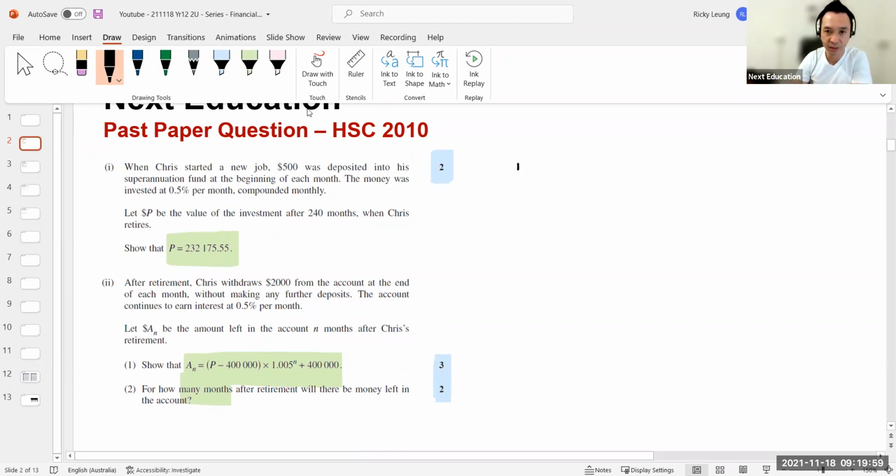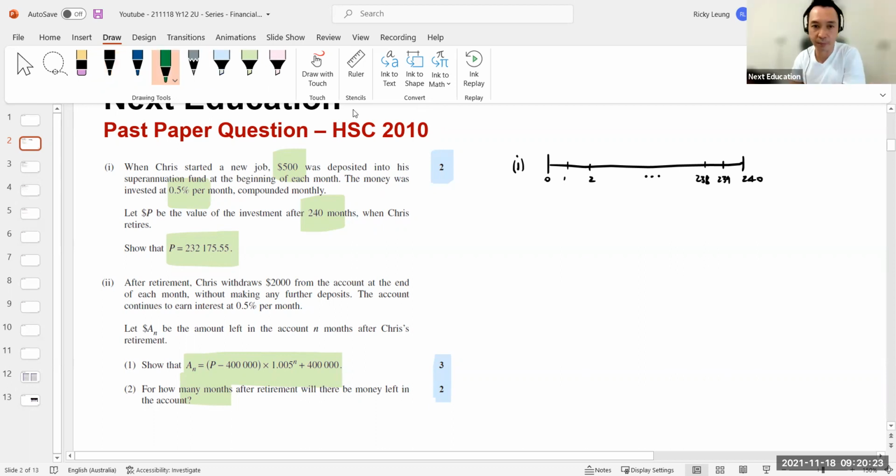So let's attack this. We have $500, 0.5%, and 240 months. Cool. So the diagram to help you and myself visualize this: you've got time 0, time 1, time 2, and then 240 at the end, 239, 238. He puts in $500 at the beginning of the first month. That gets compounded at 0.5% for 240 months, right?